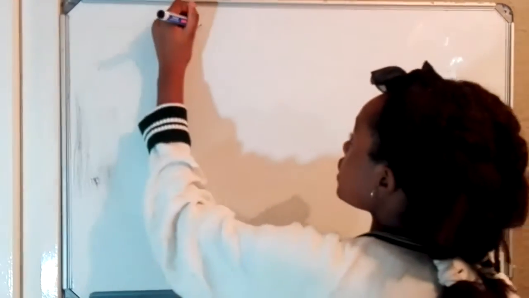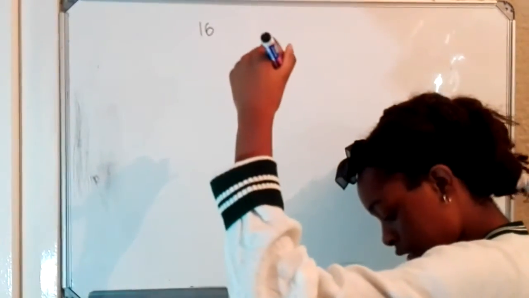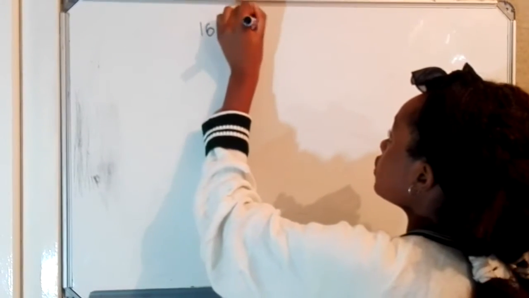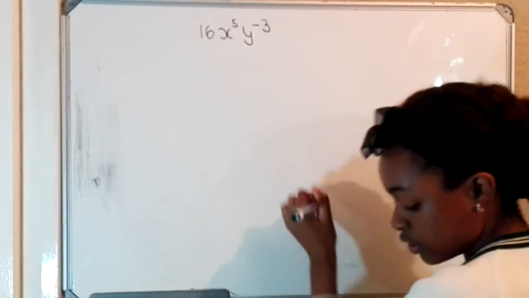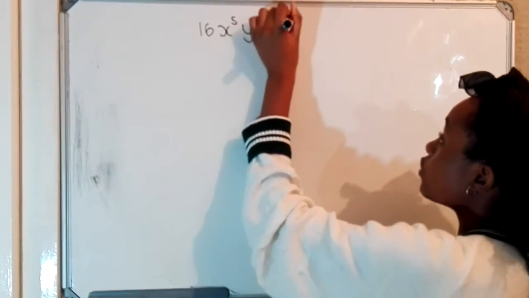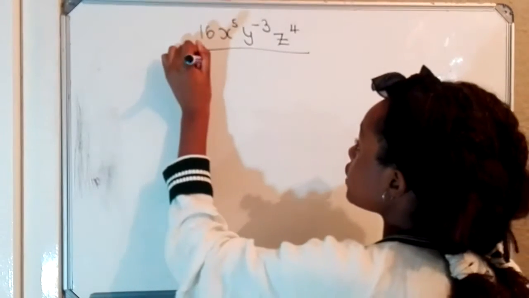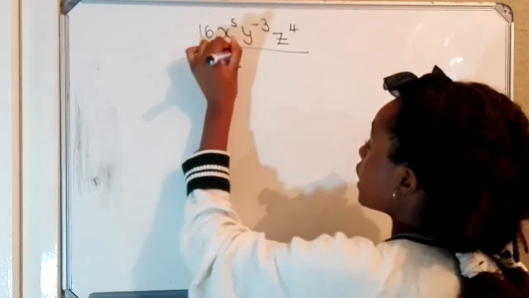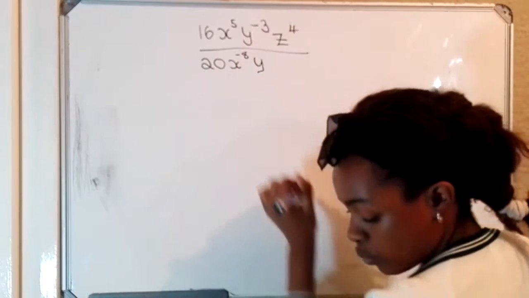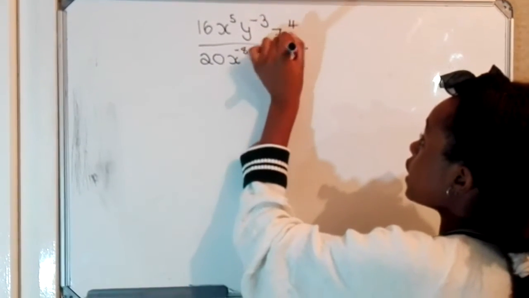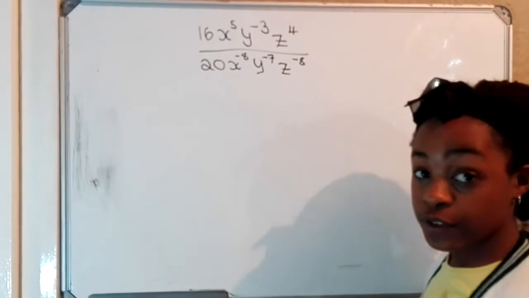Okay, here's another one. Say we have 16x^5 y^-3 z^4 over 20x^-8 y^-7 z^-8. Okay, feel free to pause the video and try this one on your own.